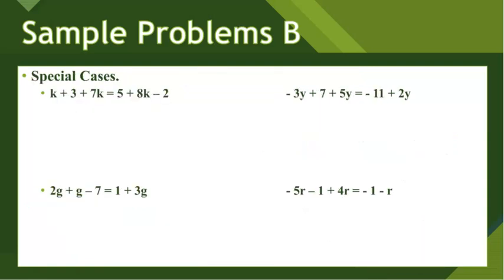Next, these are special cases, which means you may not have a specific answer. It could be many solutions. That means every number works, or it could be no solutions. So let's take a look at these examples. So I have 1k plus 7k is 8k plus 3 equals, on this side I have 8k, 5 minus 2 is 3. Now if you notice, both sides are the same. So if both sides are the same, this is a clear sign that this is many solutions.